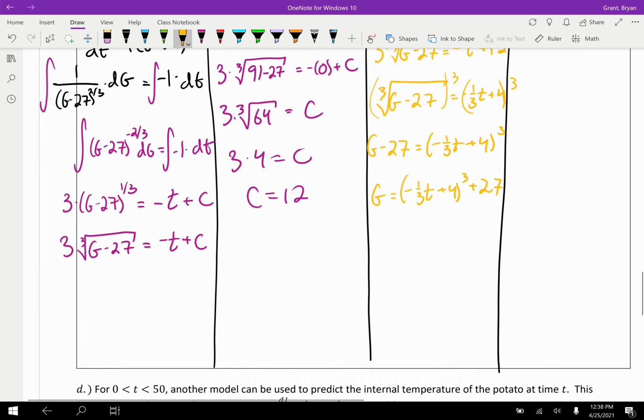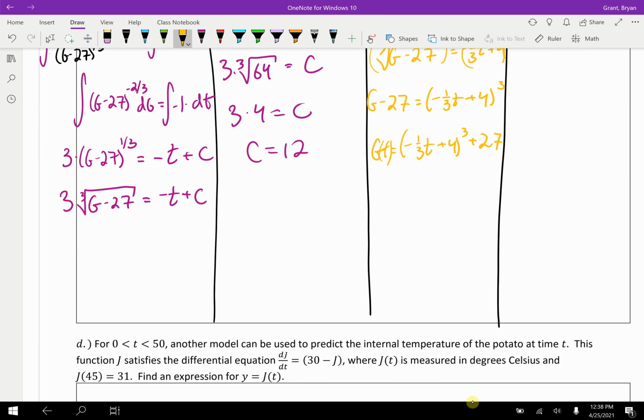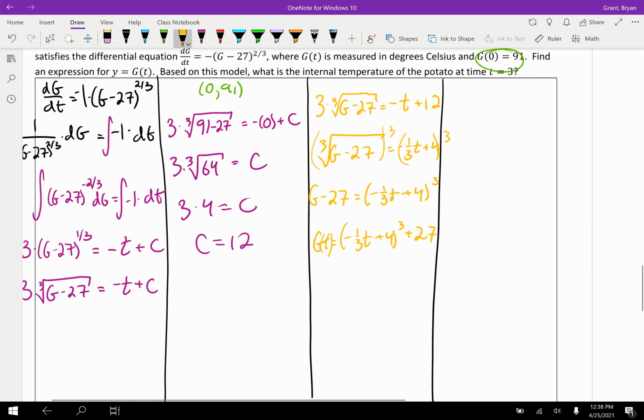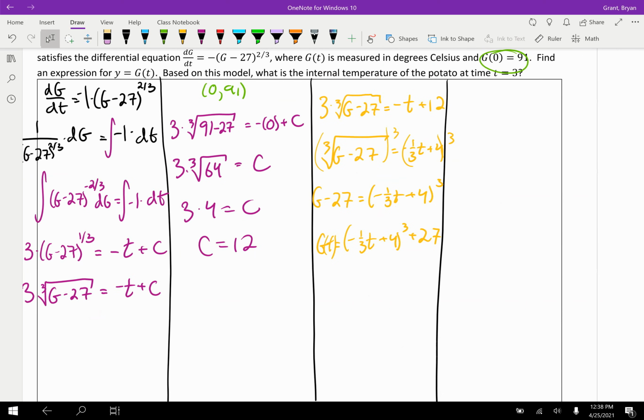If you were feeling very bold, you could also write this as g of t, totally up to you. But then the crazy part is we're not even done here, because they said, now based on this model, please go ahead and tell us the exact temperature of the potato at a time of 3, which means we need to find g of 3. And luckily, because this is a free response, this is really easy.